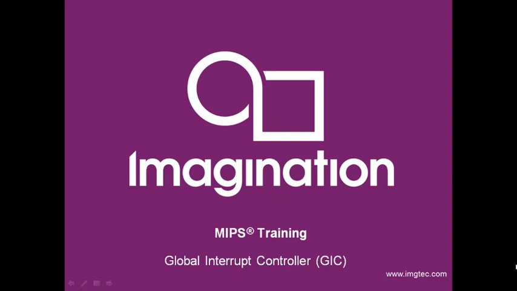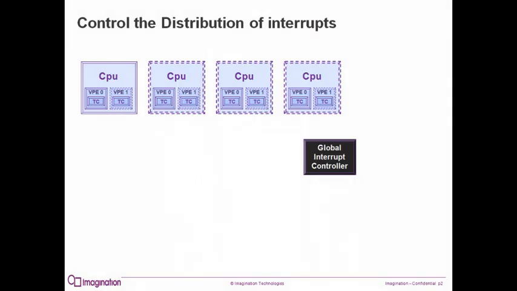The coherent processing system can have an optional global interrupt controller. This section covers its configuration and use. The GIC handles the distribution of interrupts between the processor elements in a multi-core cluster. A processor element is a virtual processor element or VPE in a multiprocessor system made up of MT cores, or a single processor in a multiprocessor system made up of single non-MT cores.